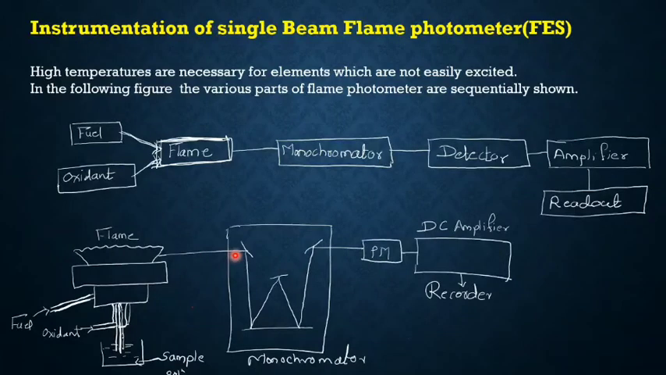Then these radiations fall on the surface of the monochromator. After that, the signal falls on the surface of the detector. Here a photomultiplier tube is used as a detector. Then that signal is amplified and recorded by the readout device. This is a diagram which shows the various parts of the flame photometer.